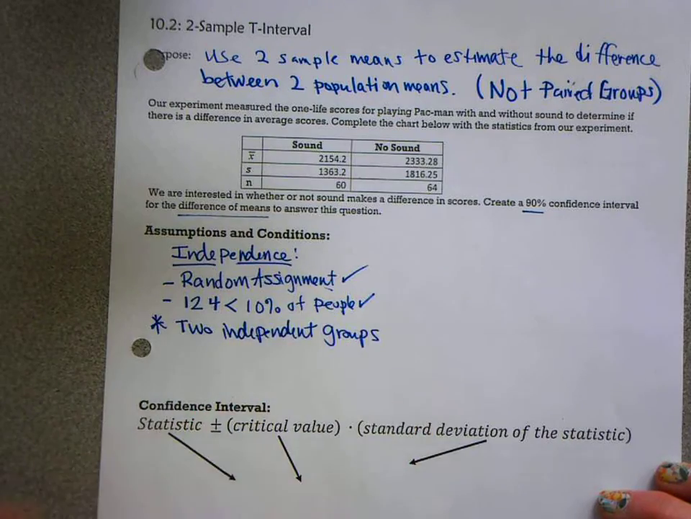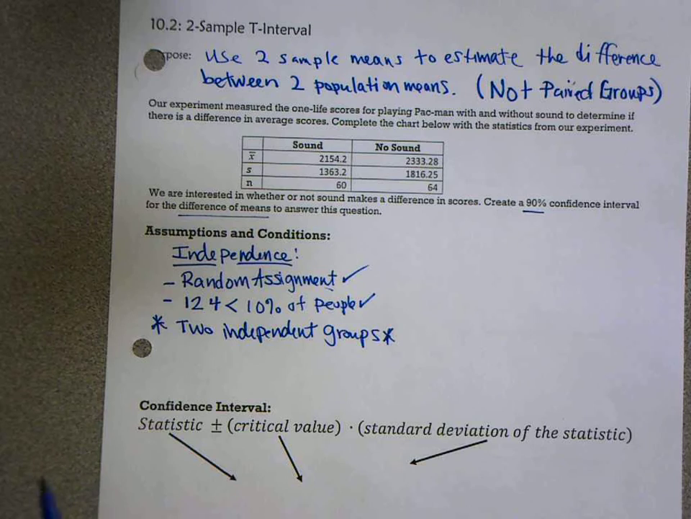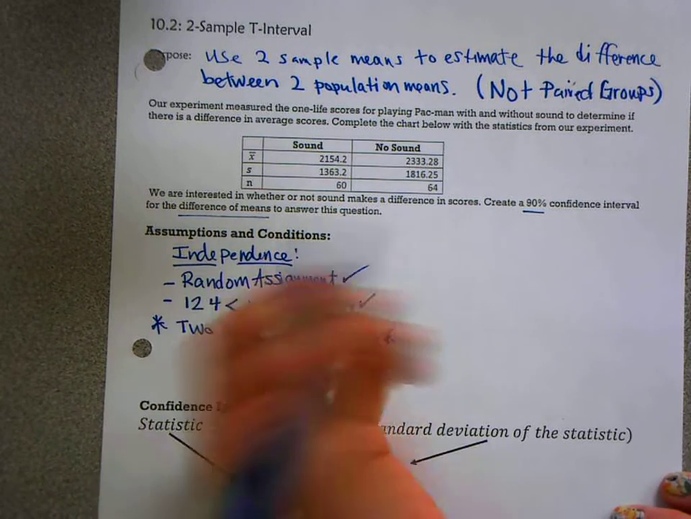So that's just like what we said in two proportion. The same idea is true here. We want to make sure the groups are not linked or paired in any way. The next is, remember we have multiple choices.